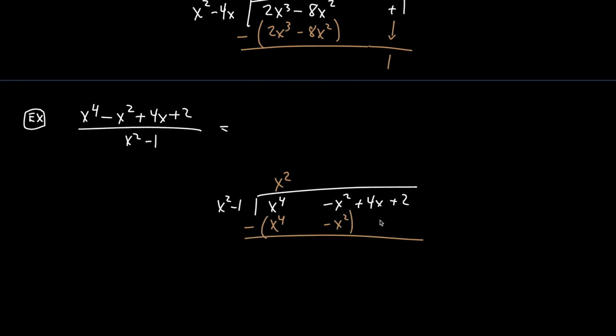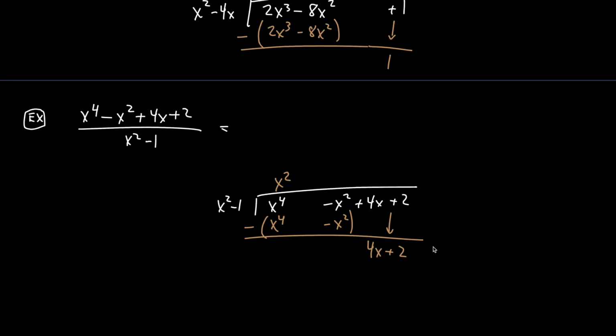Go ahead and subtract this new row I created. We get x4 minus x4 cancels. Negative x squared minus plus x squared also cancels. That means I just drop my remaining terms, right? I drop the 4x plus 2.